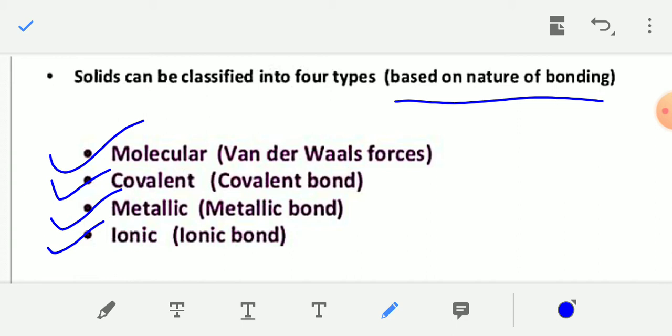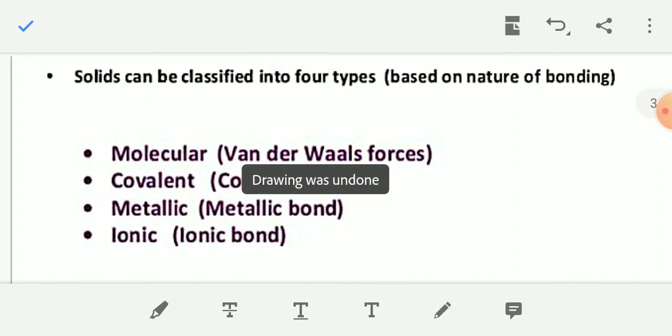In molecular solid, the force of attraction present is van der Waals force of attraction. In covalent solid, the force of attraction is covalent bond. In metallic solid, the force of attraction is metallic bond, and in ionic solid, it is ionic bond.